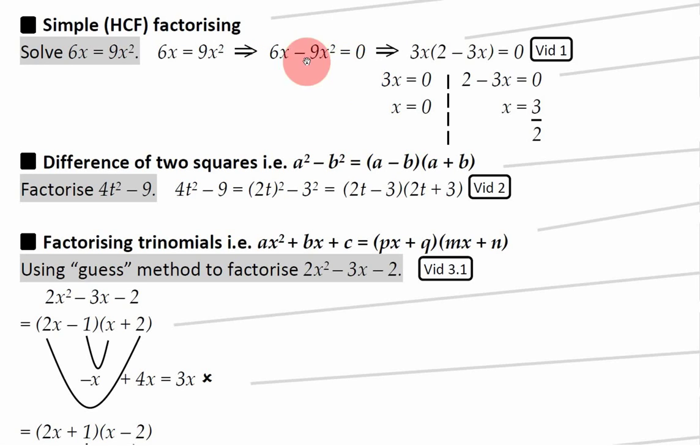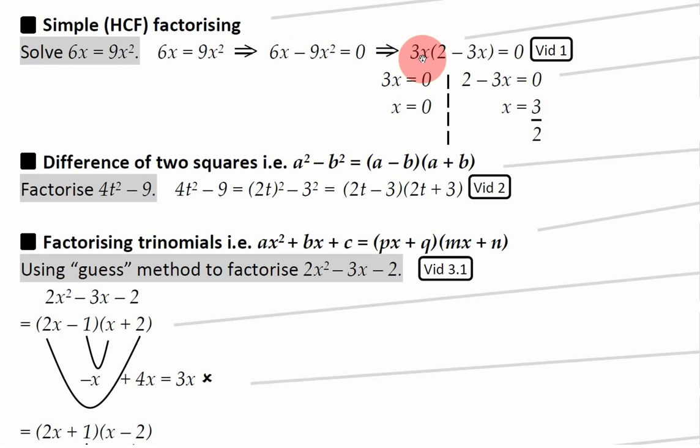The second stage is to actually use highest common factor factorising. So I want to find out what's the highest common factor of 6x and minus 9x squared. Between the 6 and the minus 9, the highest common factor is 3, so I put 3 on one side. And what's the highest common factor between x and x squared? Well, that's just x, so that also goes over there next to the 3. So the highest common factor of 6x and minus 9x squared is 3x.